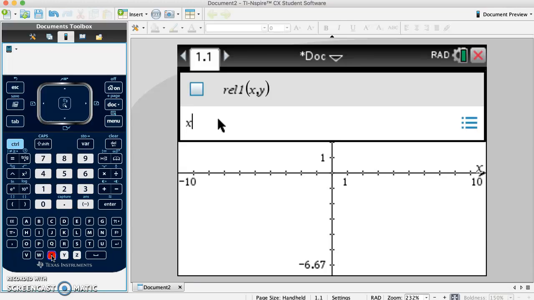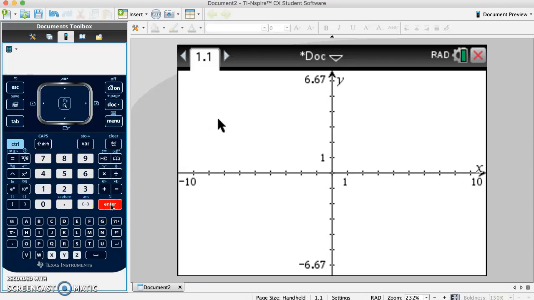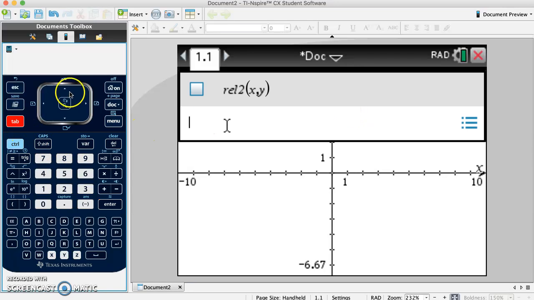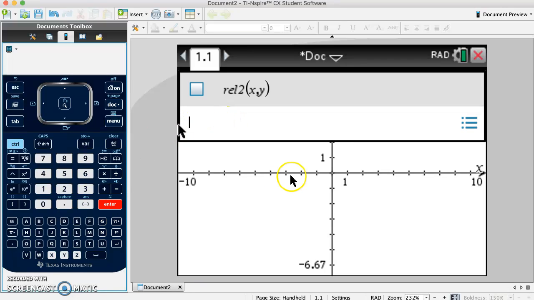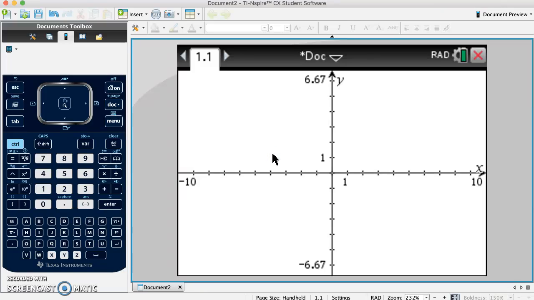So the first equation was x plus y equals 58. Hit enter. Now notice nothing showed up, and that's okay. That's because if I go back here, we have the number 58, and so that's just out of the viewing range. So I'm going to have you zoom here so we can see that first equation before we type in the second equation.